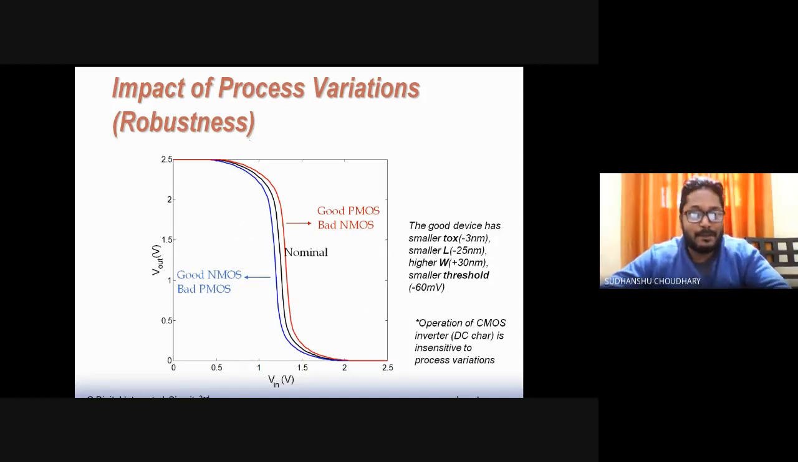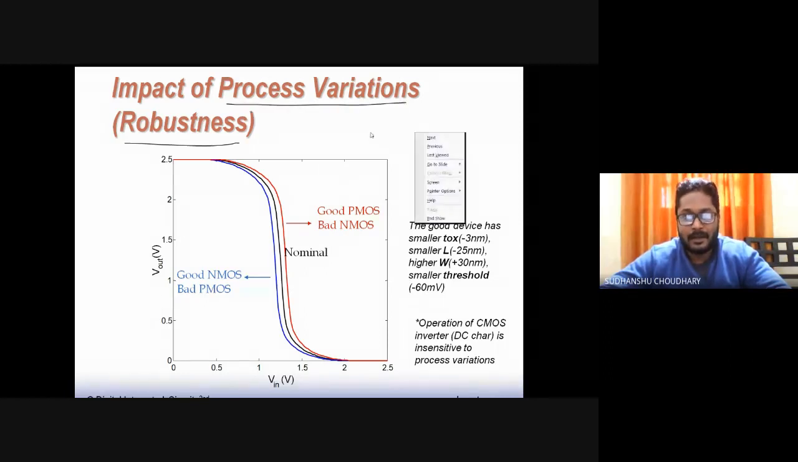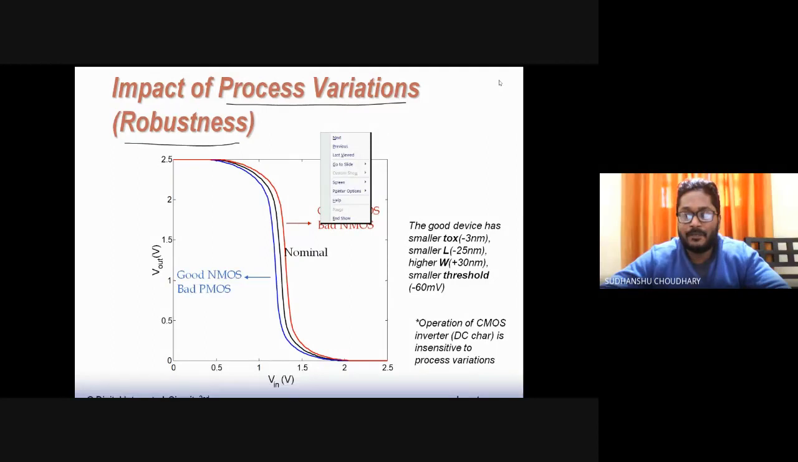Now, one of the advantages of using CMOS ICs or CMOS circuits is that they are very robust to process variations. For example, we discussed that when you fabricate the IC, all the transistors will not have similar process parameters. In some transistors you will see that the oxide thickness is not the same, or in other transistors the channel length is not the same, or maybe the channel width is not the same.